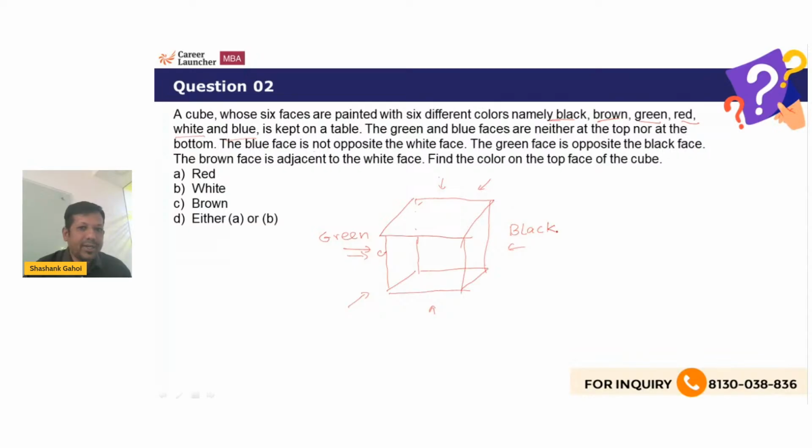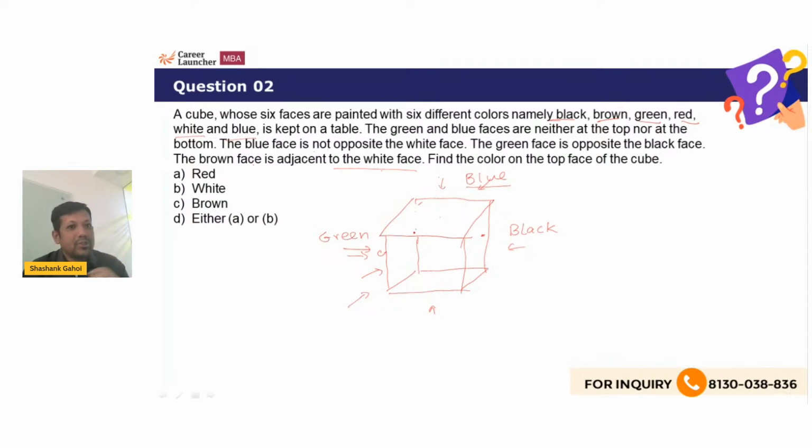So I am taking left and right. Left one is green, right one is black. Front and back I'll figure out. So I would say back one is blue. The face that is behind is blue, because blue cannot be in the top, it cannot be in the bottom. So I'm just assuming it is blue. Now brown face is adjacent to white face. Now if this is blue, then front face can never be white. This is what is given to us.